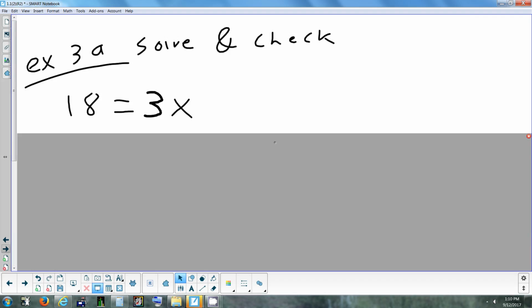All right. So now, for this one, with the 3 and the x right next to it, what math operation does that mean? Mallory, what math operation does that mean, with the 3 with the x right next to it? Multiplication, right?